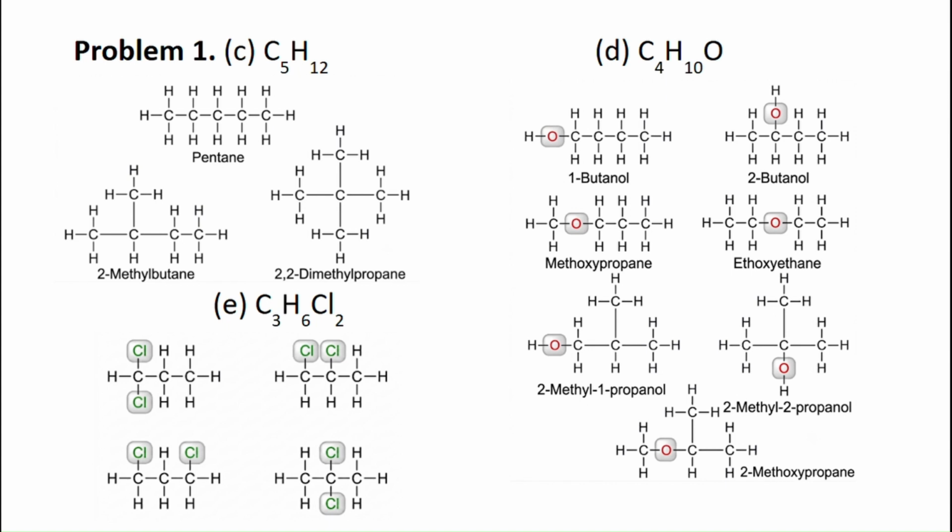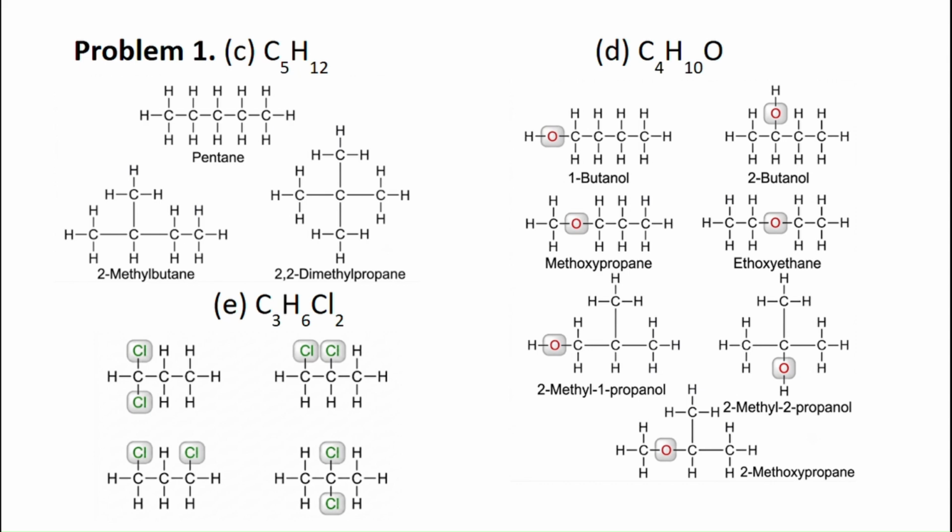Methyl propyl ether. 1 carbon on the left, oxygen, 3 straight carbons on the right: CH3, O, CH2, CH2, CH3. Methyl isopropyl ether. 1 carbon on the left, oxygen, and a branched 3-carbon group on the right: CH3, O, CH, CH3, CH3. The result is that C4H10O has 7 total constitutional isomers, 4 alcohols and 3 ethers. Similarly, there are 4 constitutional isomers for C3H6Cl2.